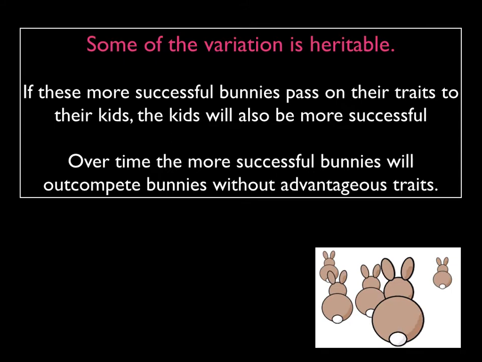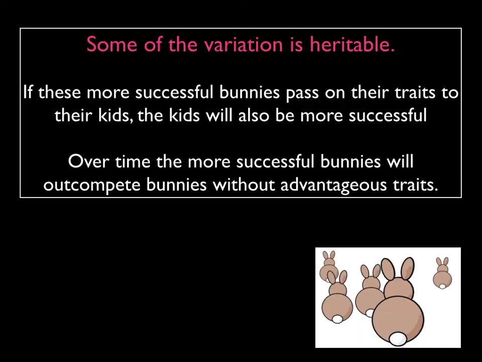So those are the 3 main points that you have to remember when you're thinking about evolution by natural selection. There's competition, there's variation, and that variation is heritable, so that the individuals who are better able to compete will pass on the characteristics that make them more successful. And over time, we'd see a change in the composition of the population to include more of those individuals with the successful traits and less of those individuals without the successful traits.